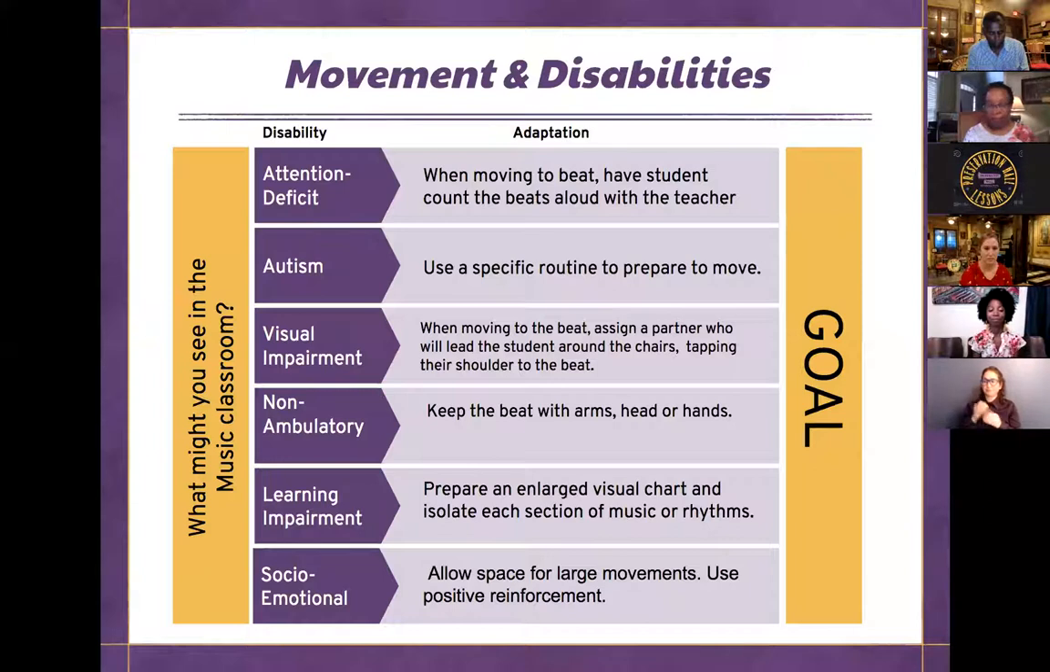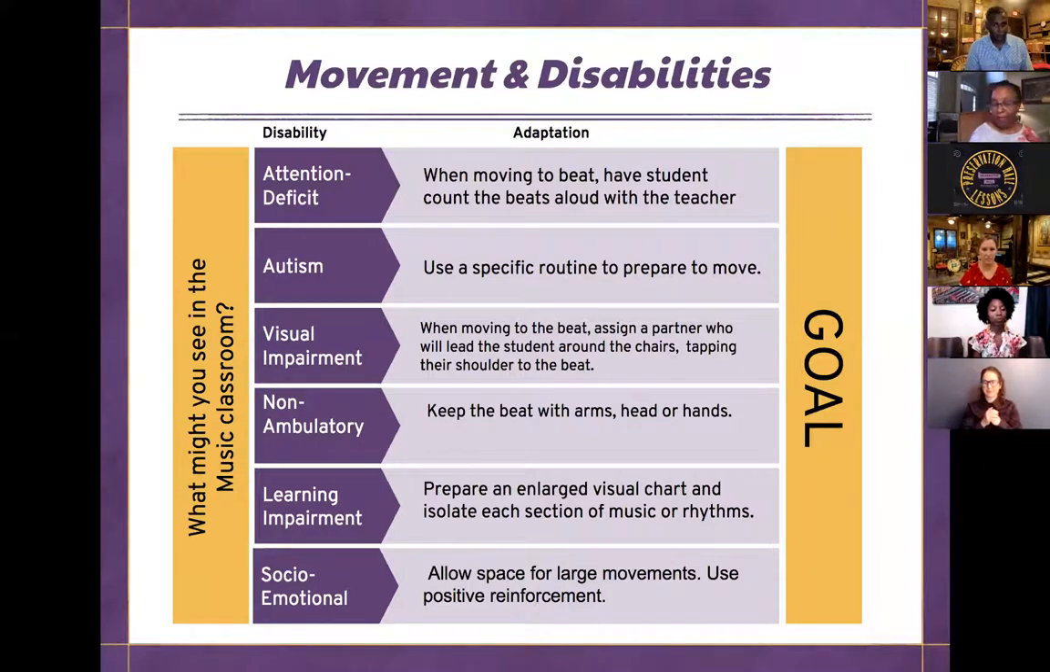For students with autism, it is very, very important that you use specific routines to prepare them to move. Now, with every student, it's just great to have great classroom management practices. They know what comes first, second, third, fourth, and fifth in your classroom before you start even teaching. So establishing relationships and establishing management practices are very important to ensure all students have success.